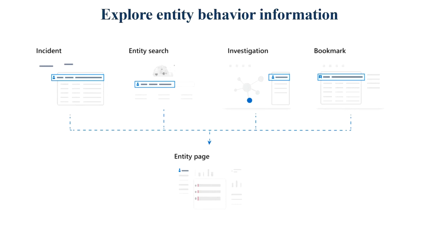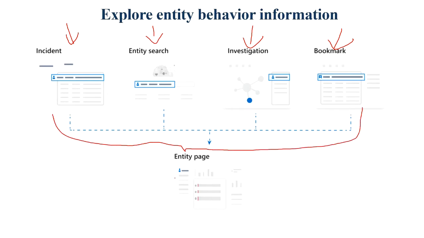Again, the incident investigation graph also includes an option for insights, and insights display information from the entity behavior data. As you can see from the slide, the entity pages are designed to be part of multiple usage scenarios. They can be accessed from the incident page, from within the investigation graph, from bookmarks, and from the entity behavior analytics blade in Microsoft Sentinel, where you can search for entities. All of these sources lead to the same actual page, and that is the entity page.